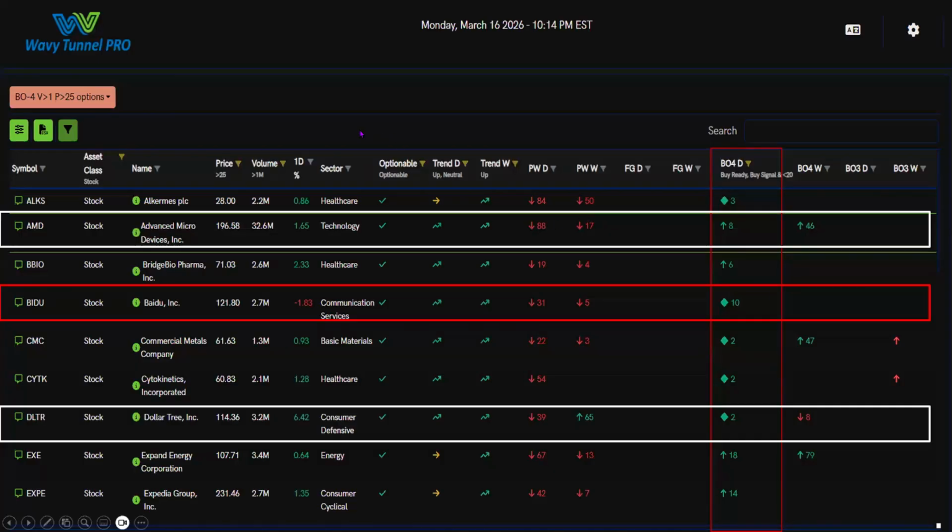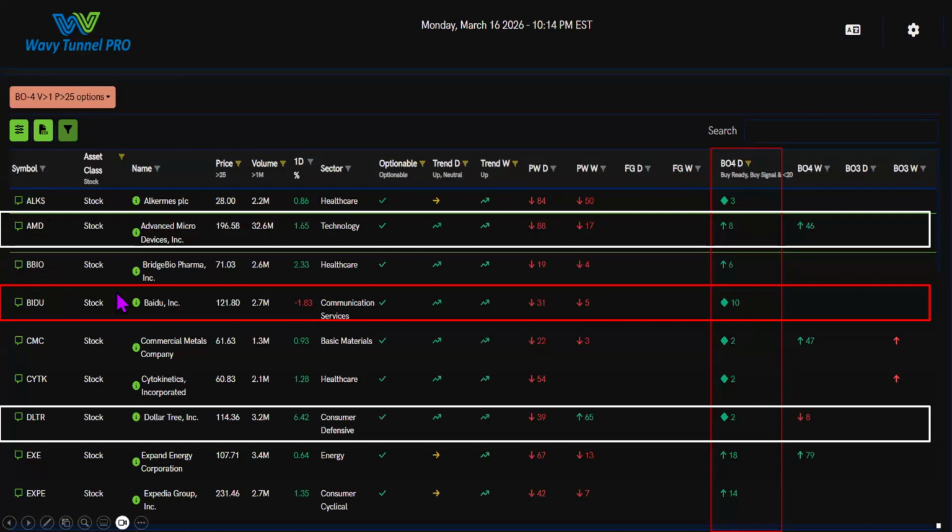So this is our dashboard scanner. And all of these trades are set up for found the breakout 4 trades, which is in this column. Across the top are all of our trades. You can scan for a lot of different stuff here, whether it's optionable, trend, what's the daily trend, the weekly trend, the PW trades, the fill the gap trades. I'm going to focus on the breakout 4 daily trade. Okay, that's what I want to show you.